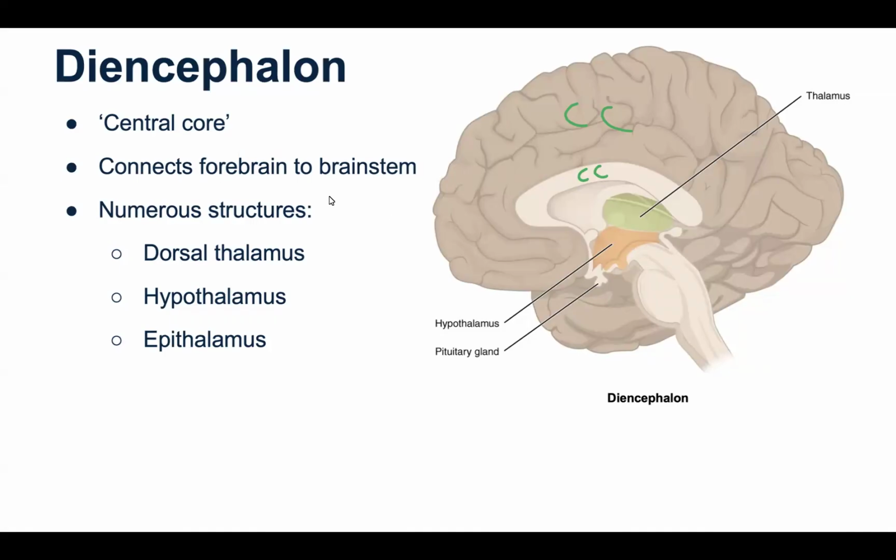So let's talk a little bit about the diencephalon. This is one that you really can't see very well unless you have sectioned the brain. It's often described as the central core of the brain. There will be lots of different parts. You'll have the dorsal thalamus, you'll have the hypothalamus, you'll also have the epithalamus, which is kind of the posterior aspect of the diencephalon.